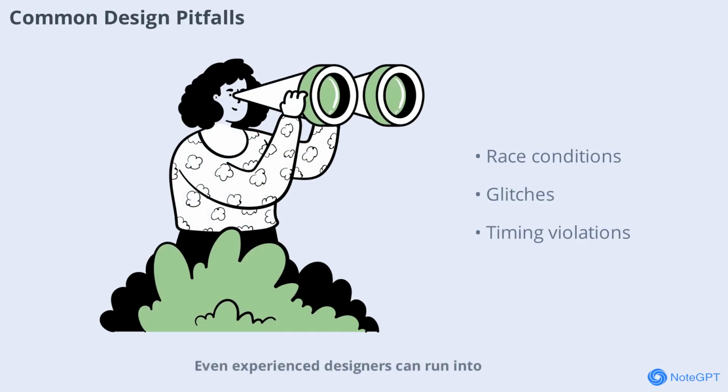Even experienced designers can run into pitfalls when working with sequential circuits. Common issues include race conditions, glitches, and timing violations. Careful analysis, proper synchronization, and thorough testing are key to avoiding these problems. Always double-check your design for potential hazards before moving to production.